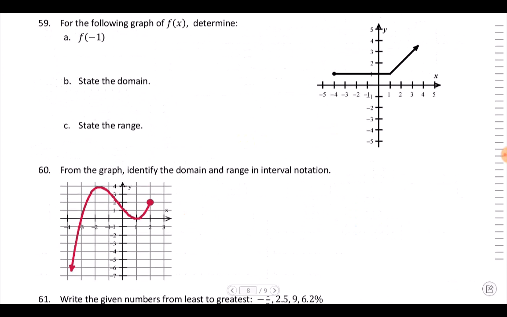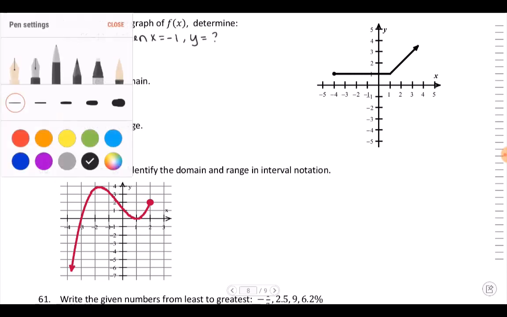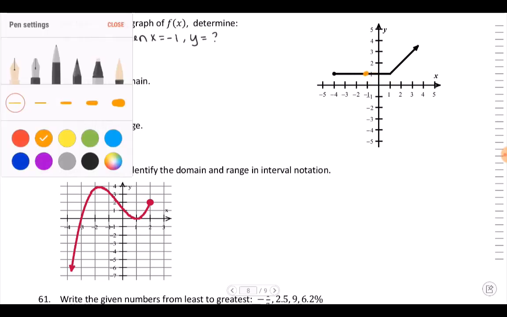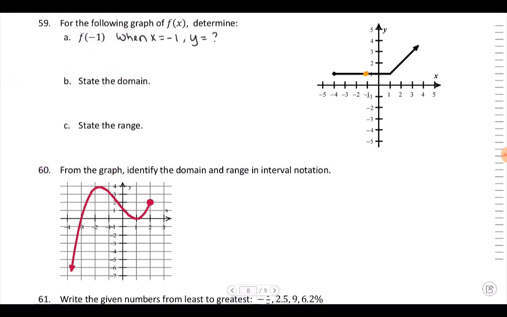59. For the following graph of f of x, determine f of negative 1. So come over to your graph here, and what this is asking you is when x equals negative 1, y equals what number? So I look on my graph. So, okay, x is negative 1 here, and I come up. My y value at that point would be positive 1. So that's it. F of negative 1 just equals 1.